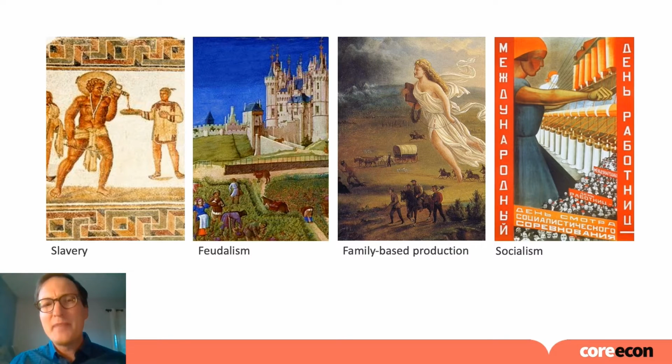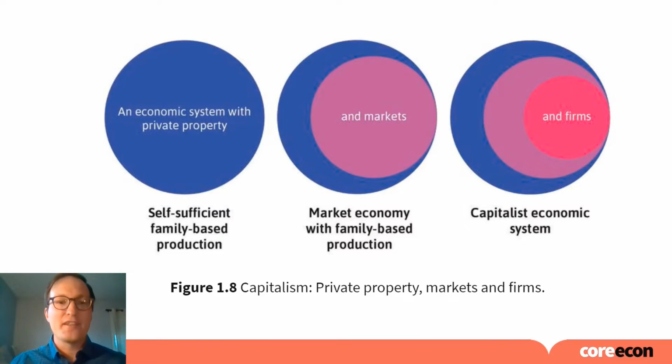But CORE goes beyond that to precisely define what it is they mean by capitalism, defining it as a system that's based not just around private property and markets, but also around firms, right? That in capitalism, the vast majority of workers are working as wage workers for firms.